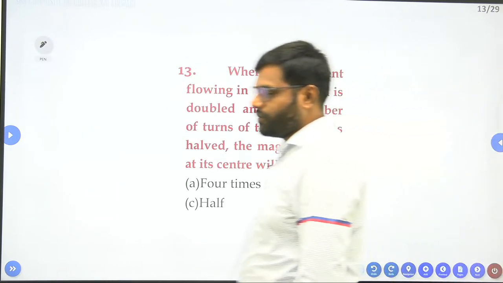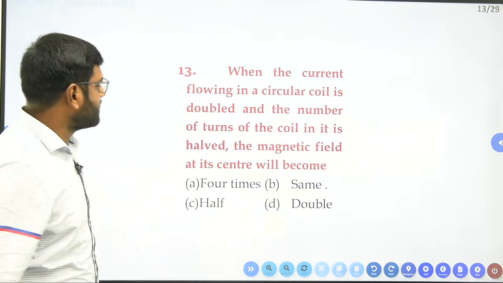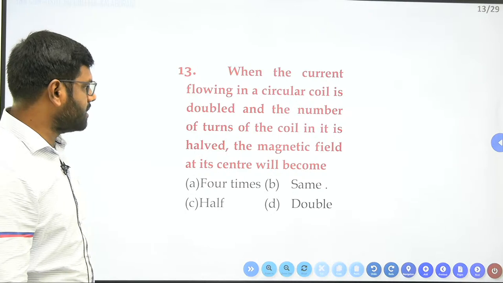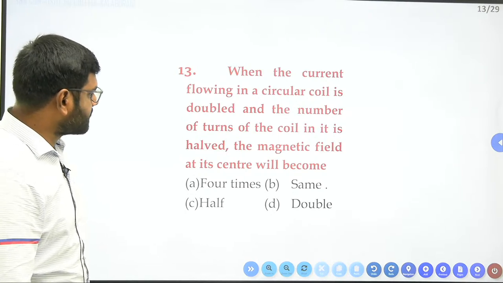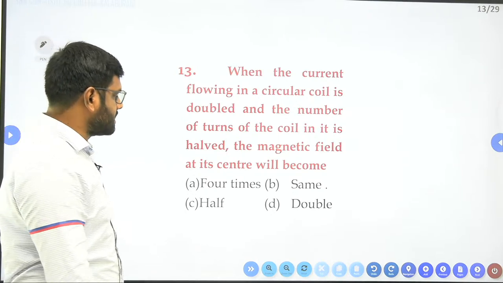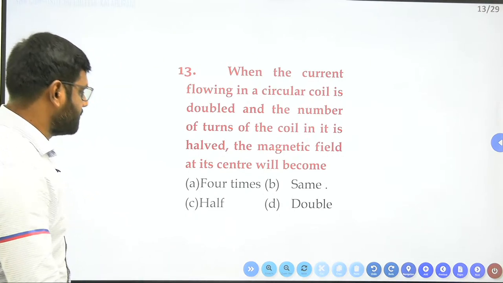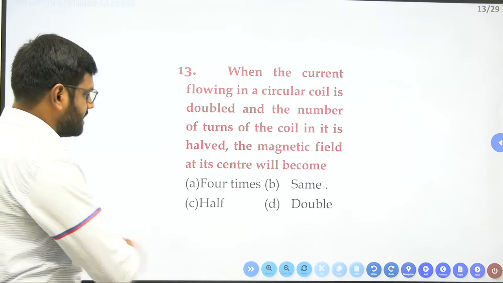So the next question we are having here: when the current flowing in a circular coil is doubled, and the number of turns of the coil is halved, the magnetic field at its center will become.